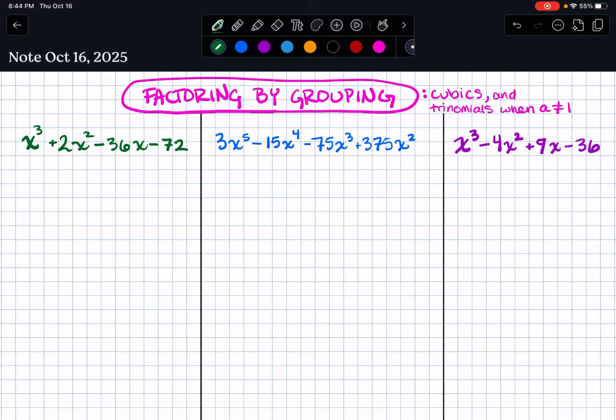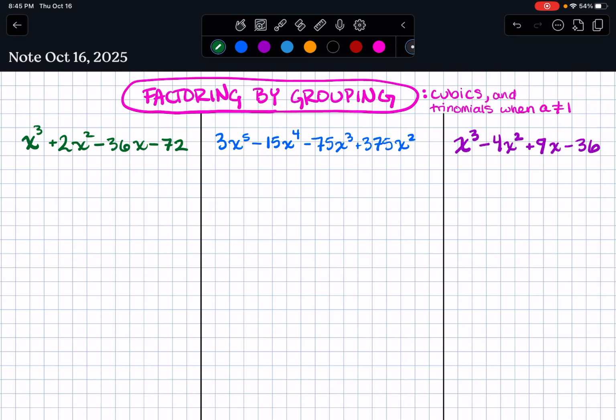So my green expression is x cubed plus 2x squared minus 36x minus 72. My blue expression is 3x to the 5th minus 15x to the 4th minus 75x to the 3rd plus 375x squared. And my purple expression is x cubed minus 4x squared plus 9x minus 36. So for all 3 of these, anytime I am factoring anything at all, I always want to ask myself first, is there a greatest common factor for the entire expression? Because I always want to get that out of the way first if it exists.